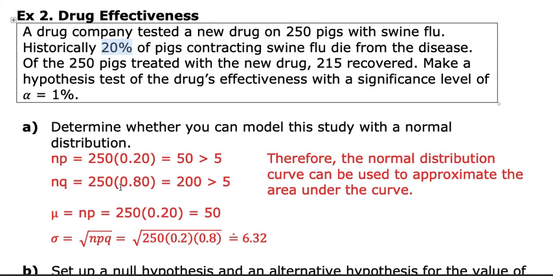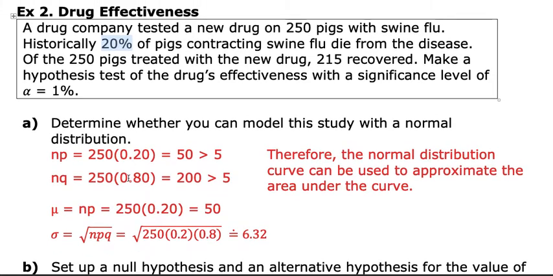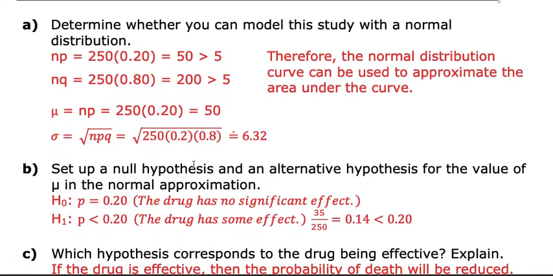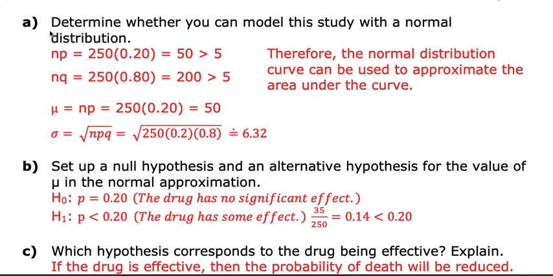So, we are going to, first of all, determine this is going to be involving discrete data. It's a binomial probability distribution. It has a set number of trials, 250, and p is consistent and independent: 20% of pigs contracting swine flu die from the disease. So it's a binomial random variable. So in order to test if we can use a continuous standard normal curve to approximate probability for a binomial probability distribution, we have to ensure that np and nq are both greater than 5.